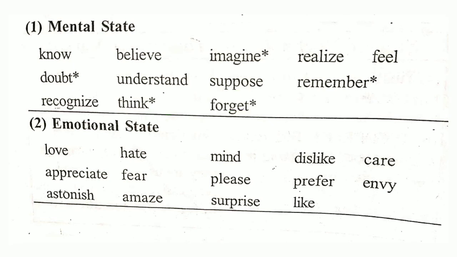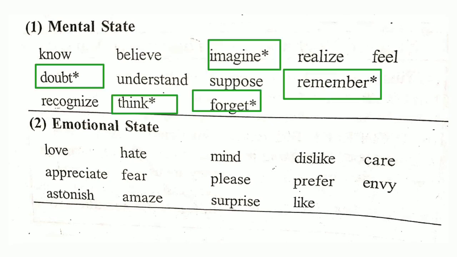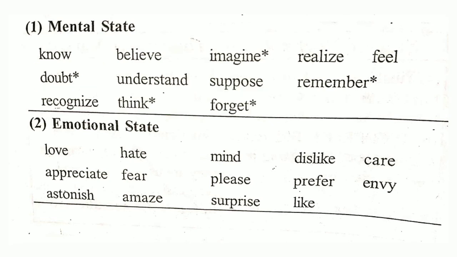The second type of verbs are connected with emotional states. They cannot be expressed in present continuous tense: love, hate, mind, dislike, etc. Pause the video and understand these verbs in stative form.